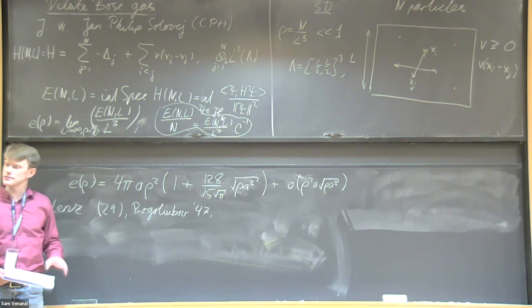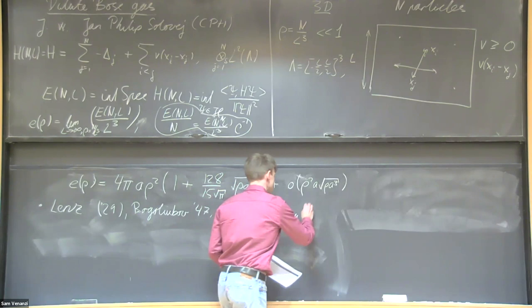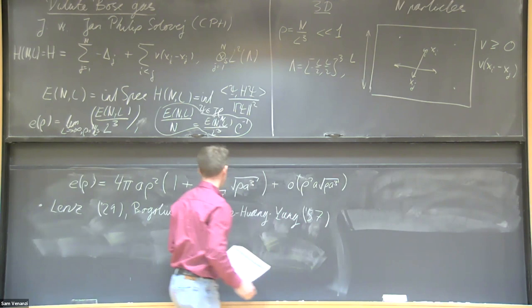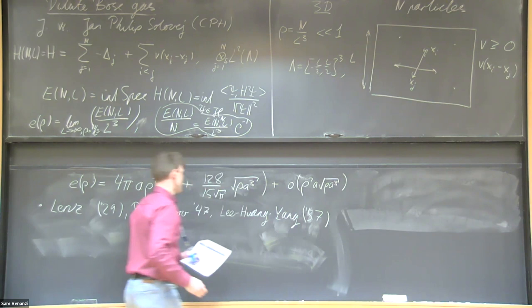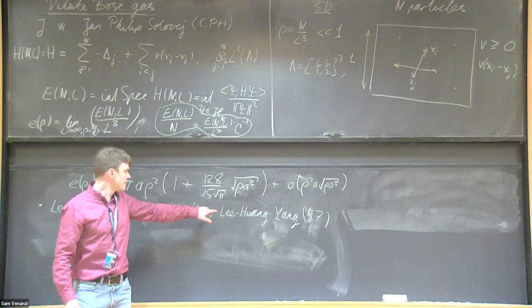And then Lee, Huang, and Yang, in a series of papers, 57, gave a general theory of low energy bosons, introduced what's called the pseudo-potential method, and in particular calculated this term. So typically this correction term is called the Lee-Huang-Yang term.